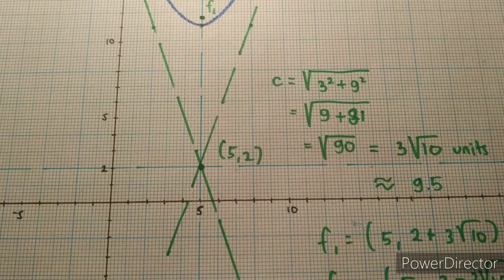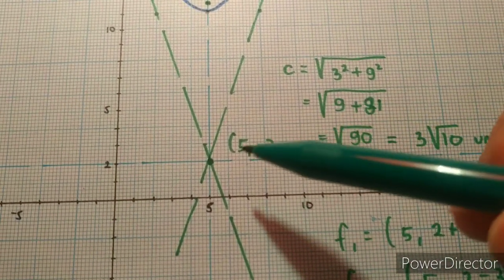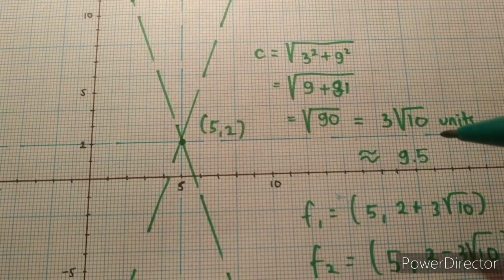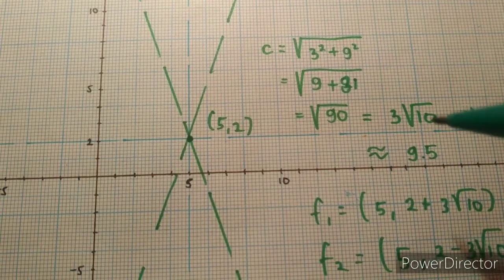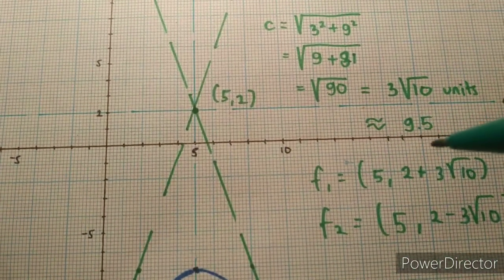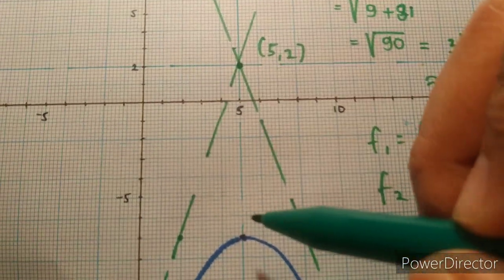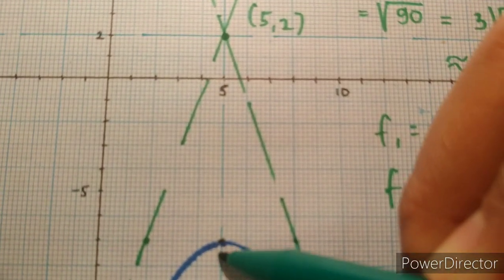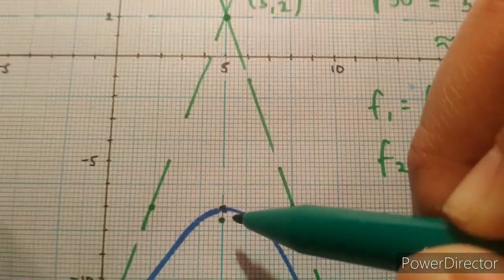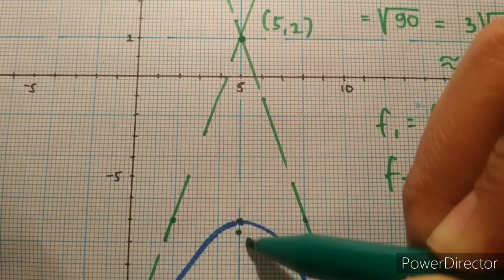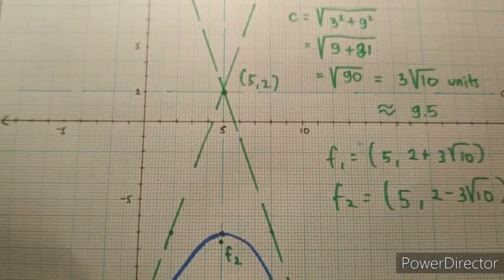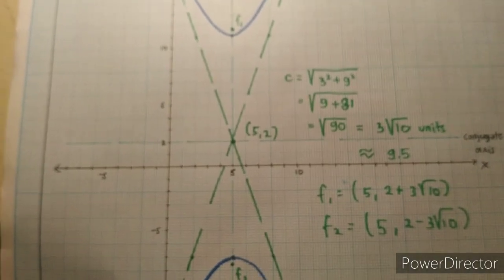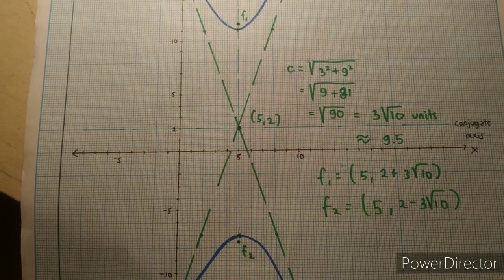How about the second focus? It's the same. Let's go down from (5, 2) for 9.5 units. So it is negative 7.5, around here. Okay, this is focus 2. So yeah, this is how you plot. Thank you for listening. So it's all about hyperbola.